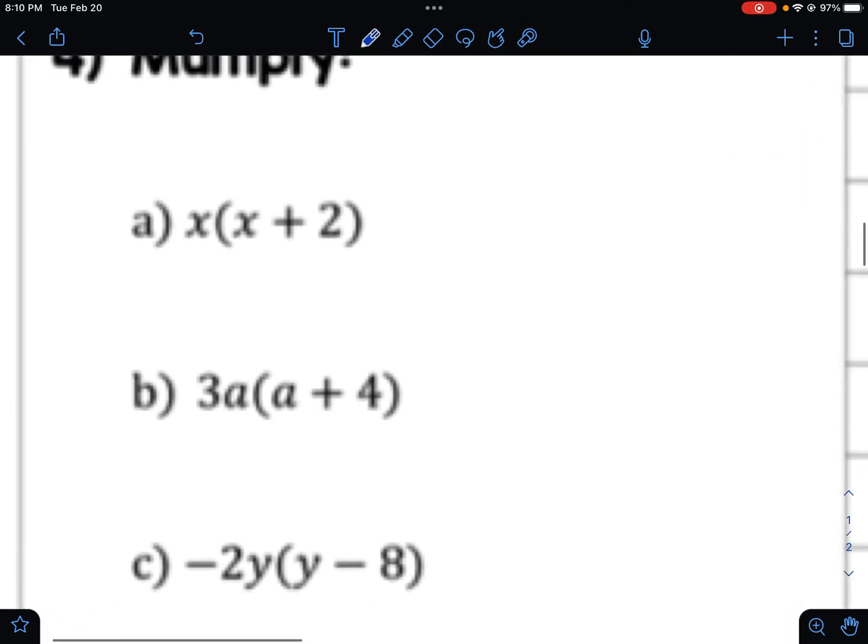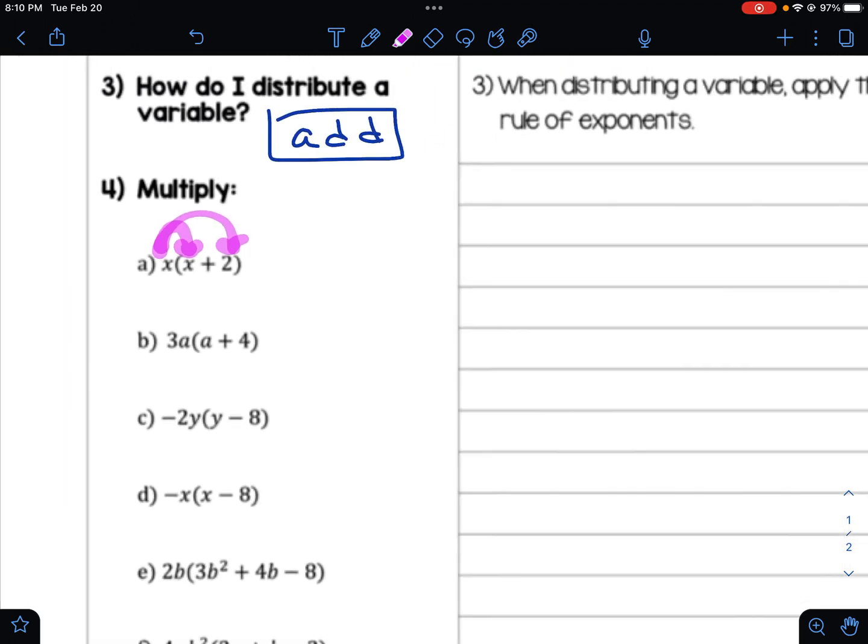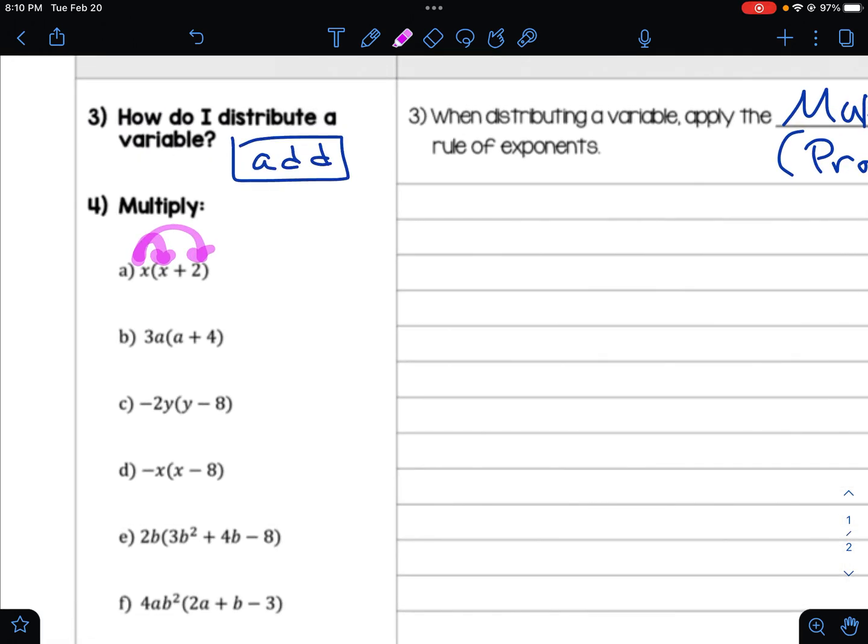So I'm going to make this real big so we can see it. First, we're going to do our distributive, x times x, and then x times 2. Remember, those are invisible ones, if you don't remember that. So that would give me, let me write that nicer, x squared plus 2x.